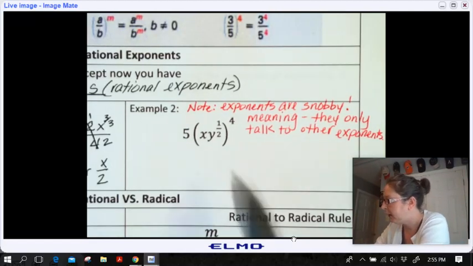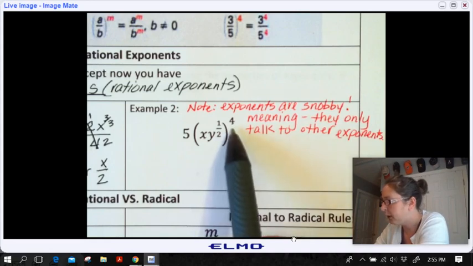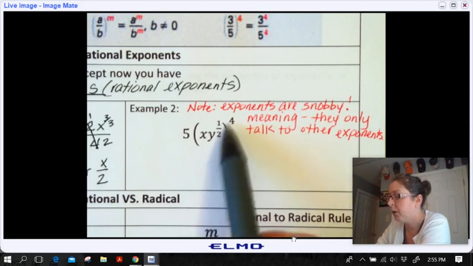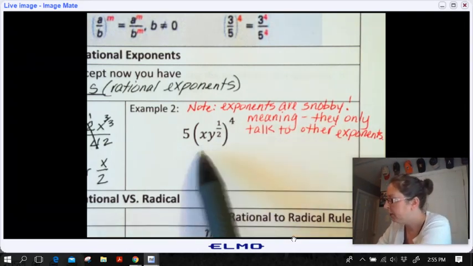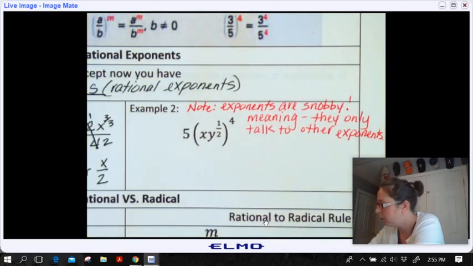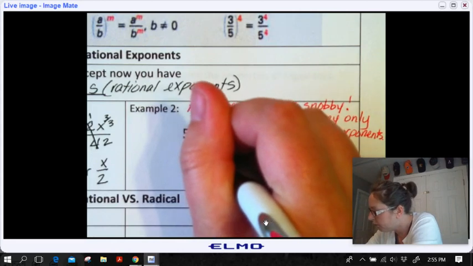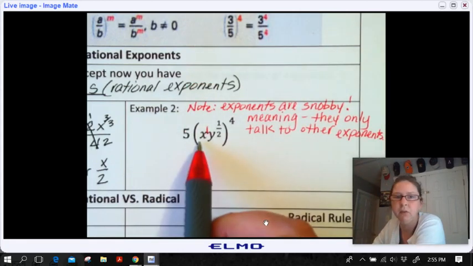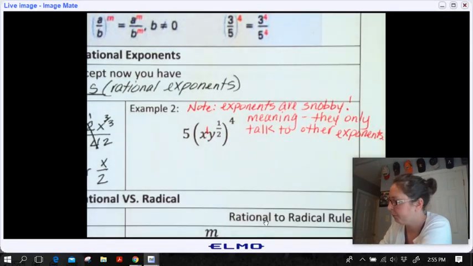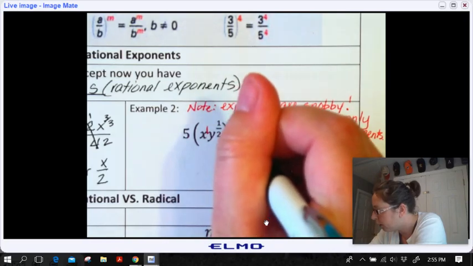So I see the power rule here. Power of a product, or the product rule, whatever. Now, what we need to make sure that we do is we need to know what all the exponents are for everything. So that's x to the first power. That's y to the 1/2 power. Now let's go ahead and we're going to distribute the 4.